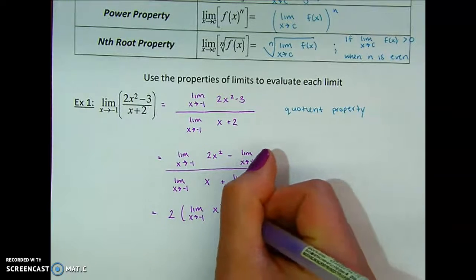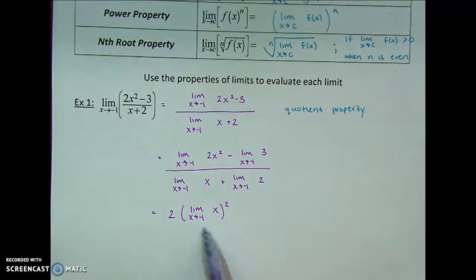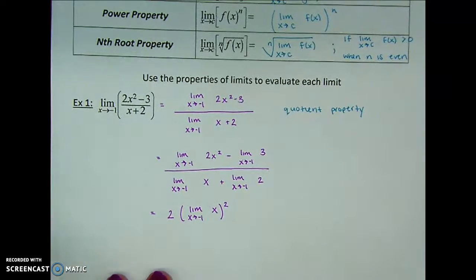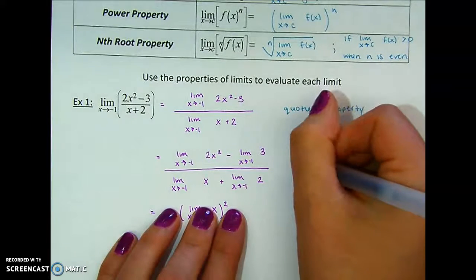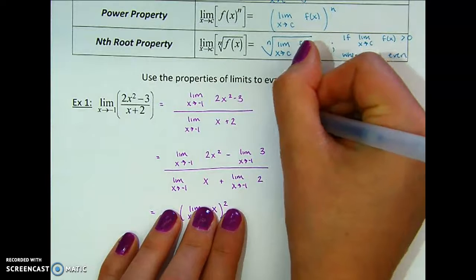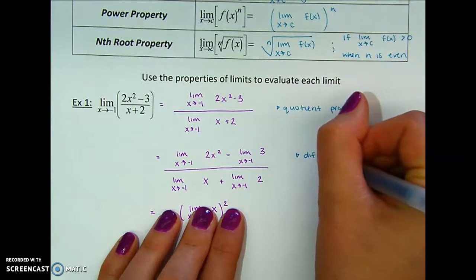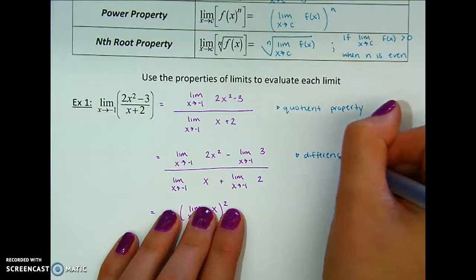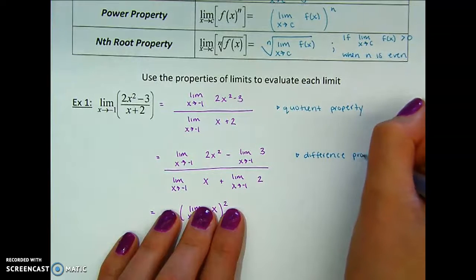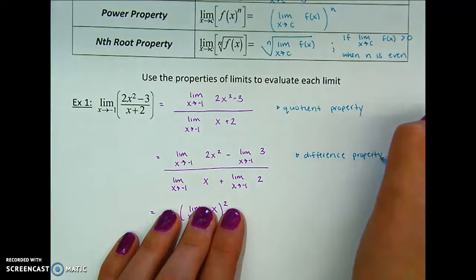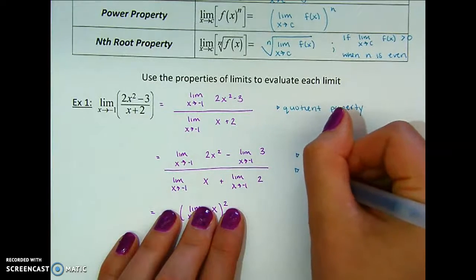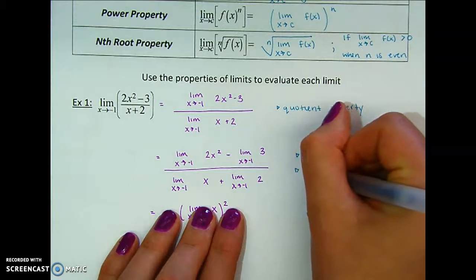And then for the exponent, I could do the same. So I'm just going to break it apart. So in this second line, we used the difference property. And we also used the sum property.